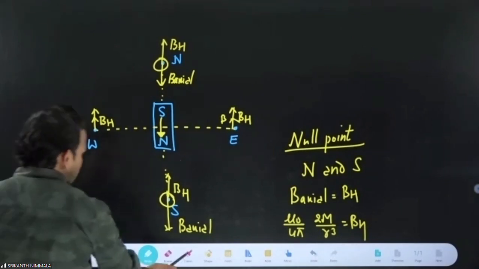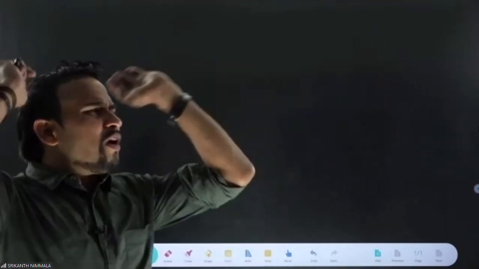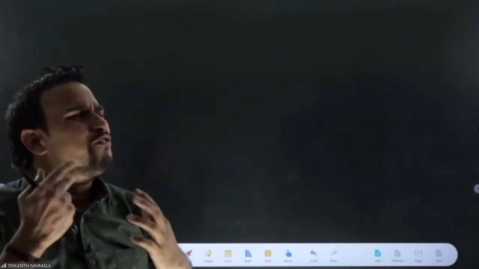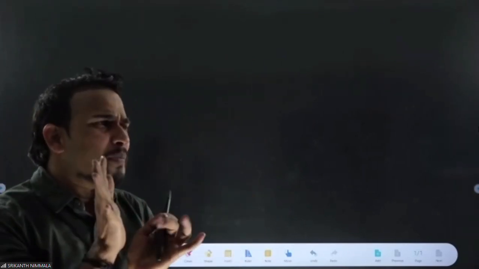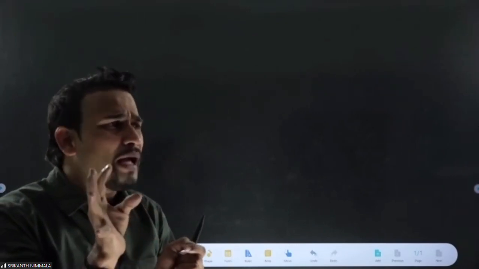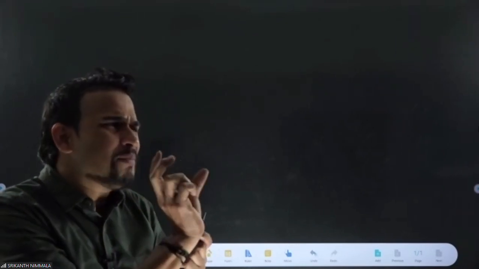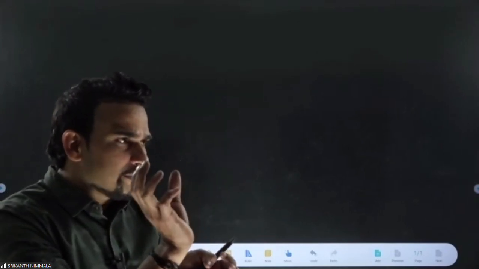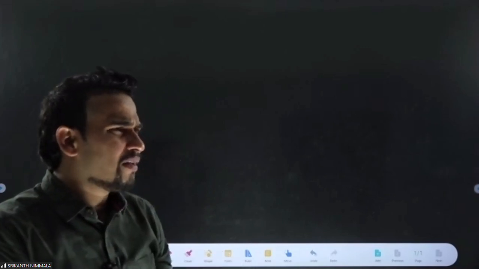So this is how we have talked about it. Now we'll move to the next part: Earth magnetism. Be focused. Actually, the next part is slightly confusing, so your 100% focus will be required. Then only you'll be able to understand. The names will be very similar. Very similar names will come.